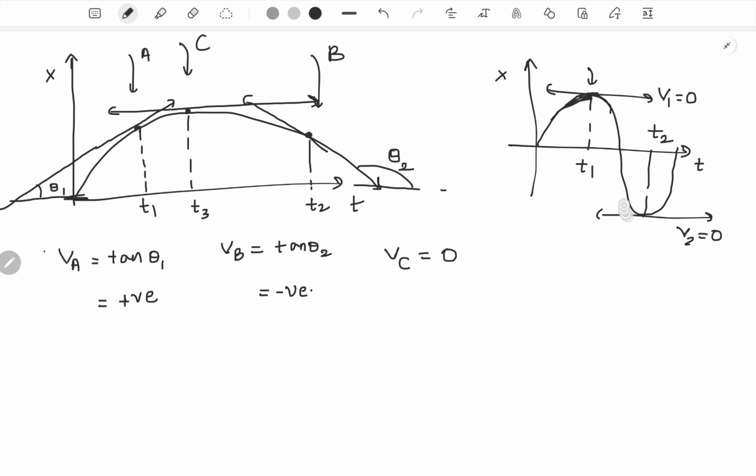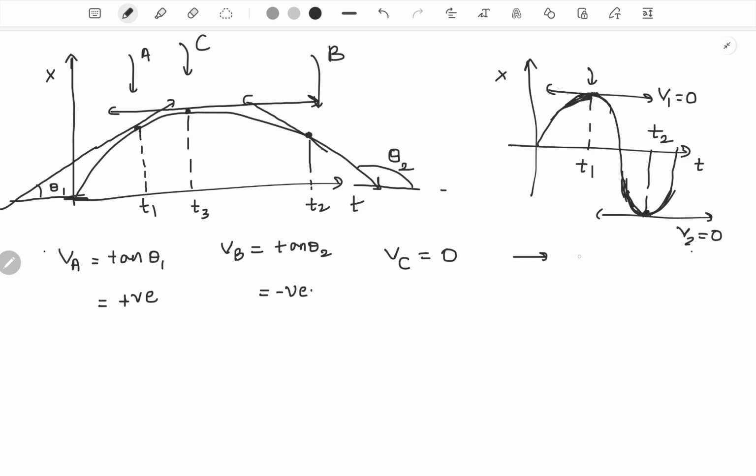The same thing we can say here at time t2. Until t2, x kept decreasing, so the particle was moving along the negative x-axis. Beyond t2, x started to increase, which means it started to move along the positive x-axis. So the direction of motion has changed at t2, where velocity is 0.